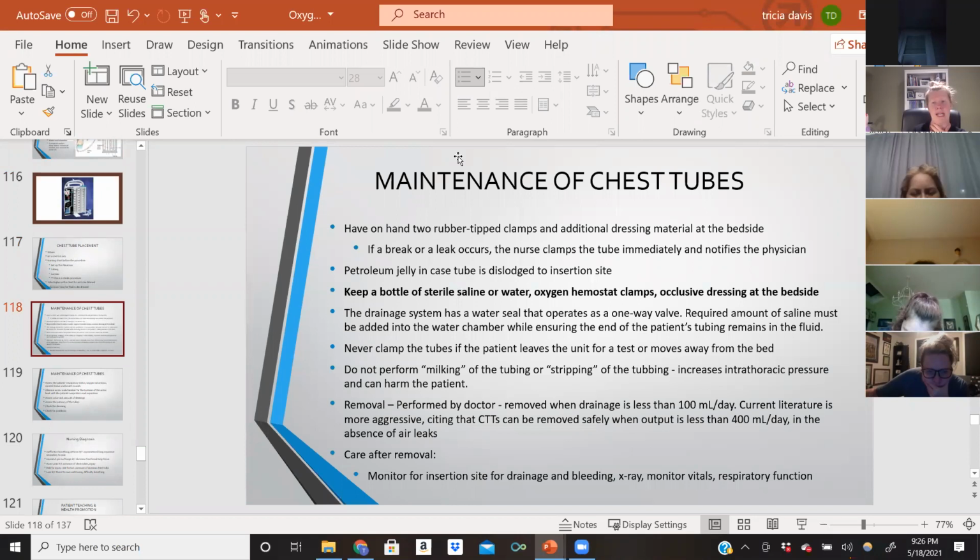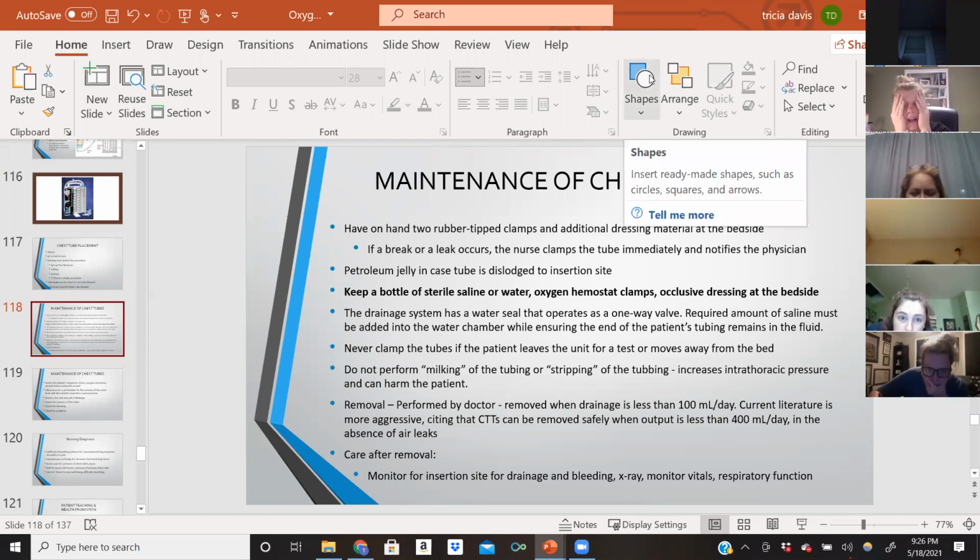All right, so maintenance of the chest tube. So we talked about keeping it low, unkinked, level on the floor, checking the drainage. Some other things that you would want to have in the room, you should have 2 rubber tipped clamps and additional dressing material at the bedside.